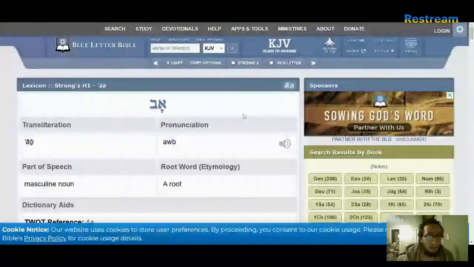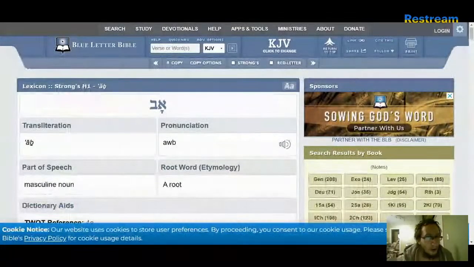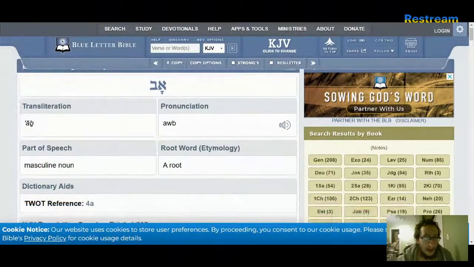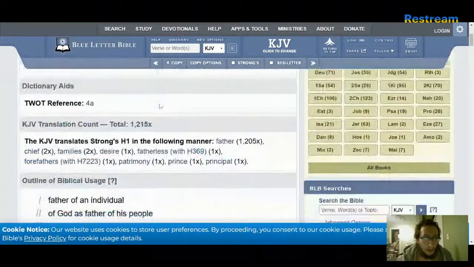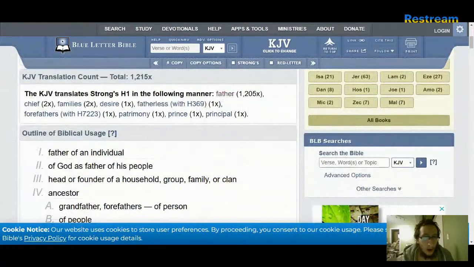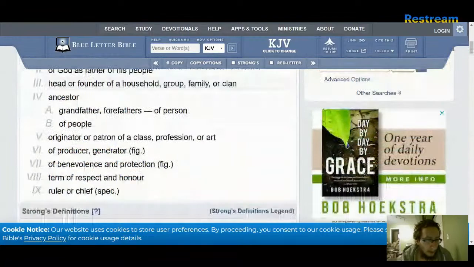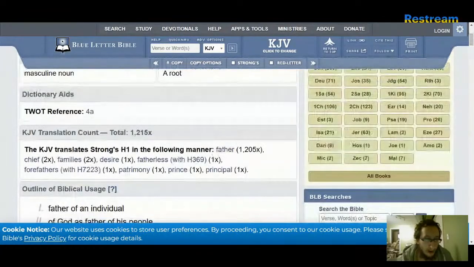So here we have, see, it's going to say Strong's. It's going to give a Strong's number. And we're going to see how it's translated in the Bible. So 1,200 times as father. And you see a few other times it's translated to chief. See a few different ways of translating it. But for the most part, its primary meaning is father.